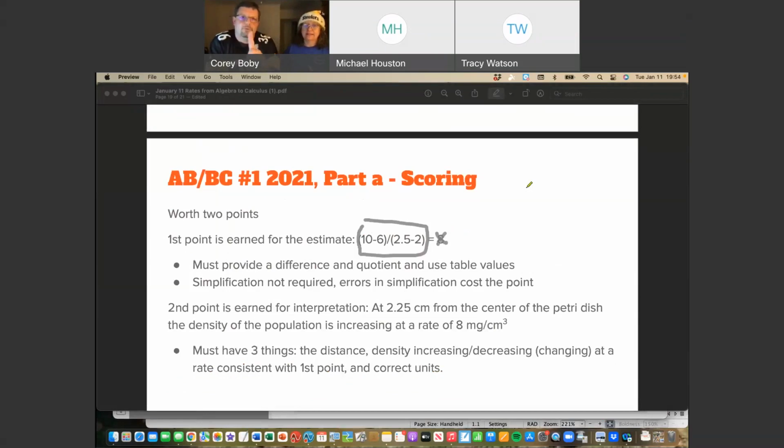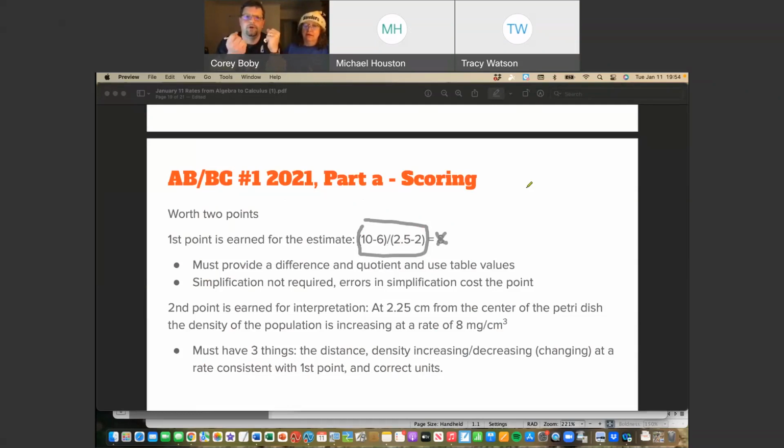But the second point is for interpreting, and there are 3 things. They have to have at 2.25 centimeters, they have to tell me what it is in relation to the X values, that it is increasing or decreasing, and they have to have the correct units. And Michaela, or Mike, I'm not sure how to say it, has the right units in chat. They are looking for all 3 things. Any one of those 3 things wrong, they lose the second point.